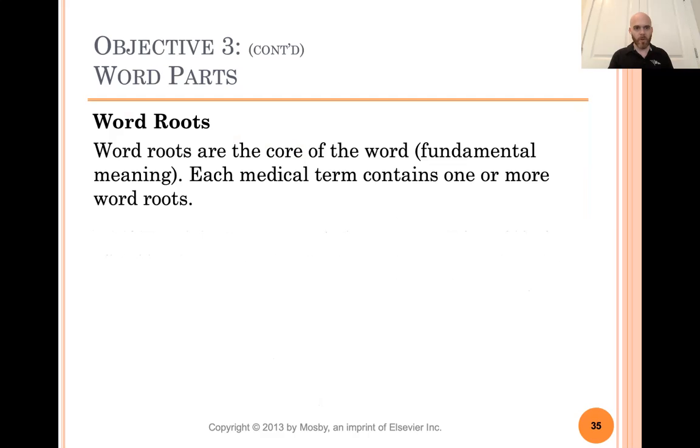Okay, so let's review. Word roots are the core of a medical word. So carcin. Also, if you think of carcinoma or carcinogen, that also means cancer. So I told you earlier, you're thinking, wait a minute, Mr. Allen, you said onc meant cancer or tumor. Well, so does carcin. So sometimes two things can mean the same thing. Yikes, got to pay attention.